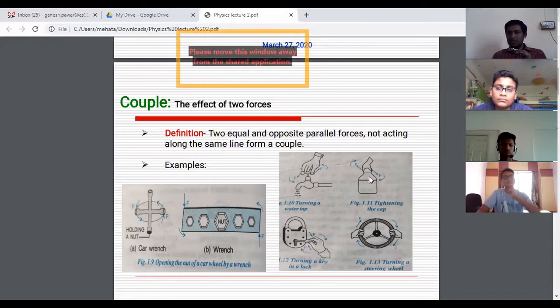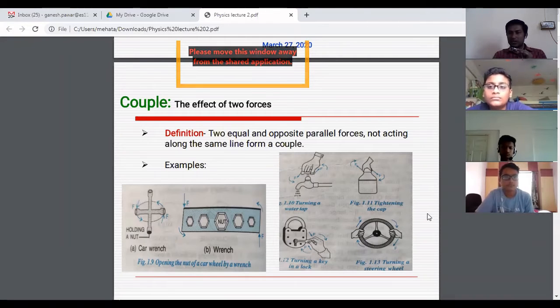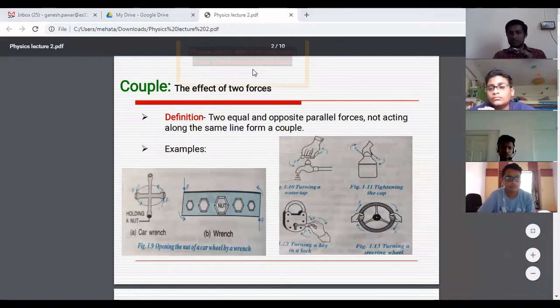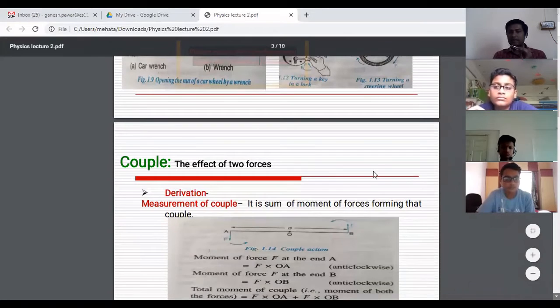But here, in case of moment of couple, there is the effect of what? Both the forces. It's like a steering wheel. One force is like this, second force is like this. So in moment of couple, there is the effect of two forces. So how to calculate moment of couple then?